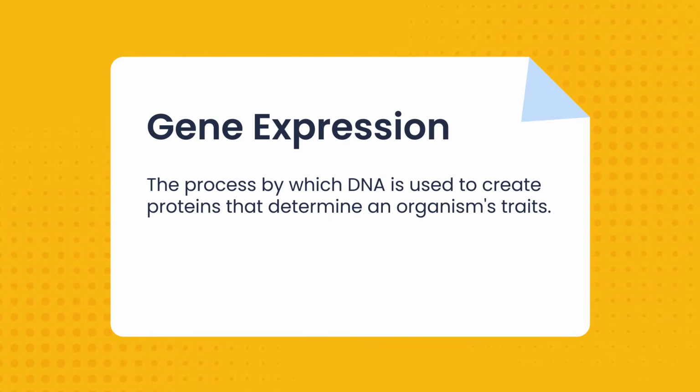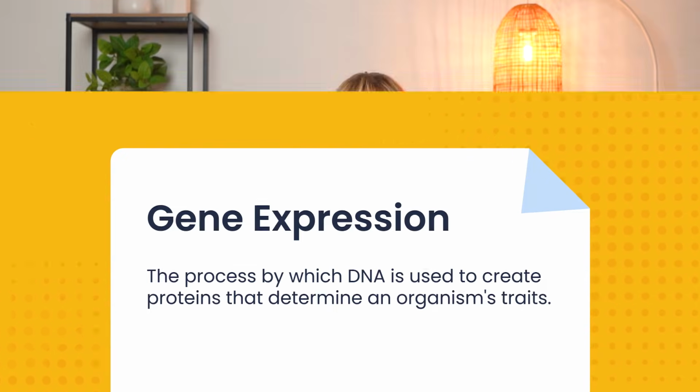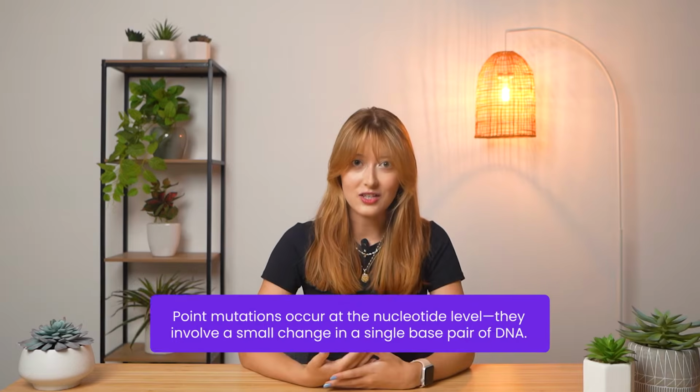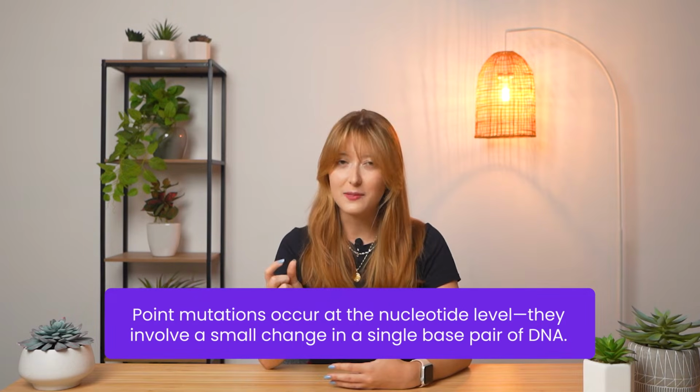Let's break this down. Gene expression is the process by which DNA is used to create proteins that determine an organism's traits. Mutations can occur at different levels, either affecting a single nucleotide or entire sections of the chromosome, and their impact depends on where they occur and whether they alter protein function. At the simplest level, mutations can be categorized into point mutations and chromosomal mutations. Point mutations occur at the nucleotide level. They involve a really small change in a base pair of DNA. These are the 3 main types.